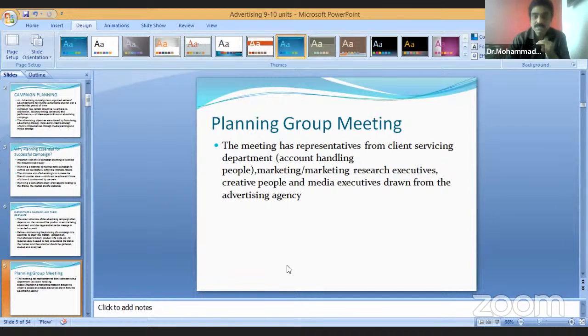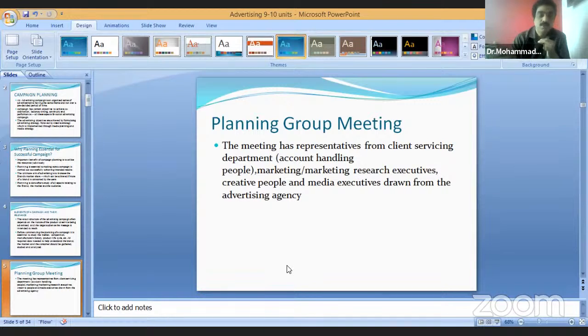Research executives will submit the report on how the opponent's product is performing in the market, and how to improve our message. They will give their inputs. All these people chalk out the plan, decide the strategy and the campaign: when to launch and what appropriate strategy to develop. Taking inputs from different departments and people, they chalk out a plan to launch.